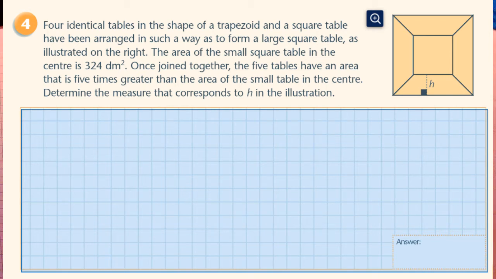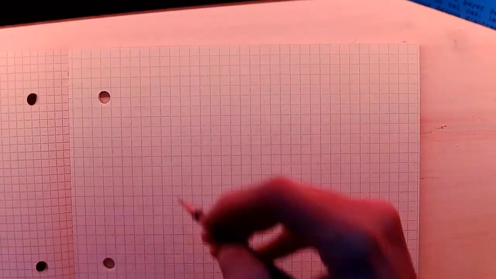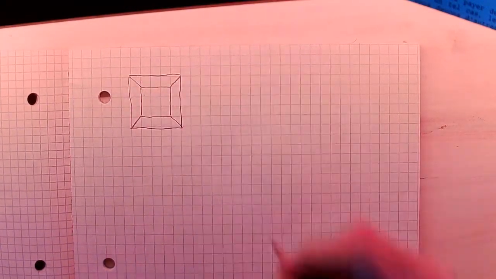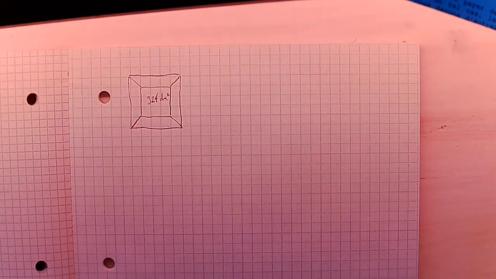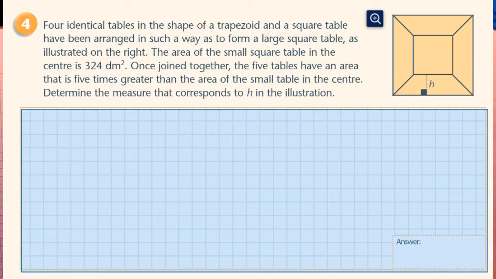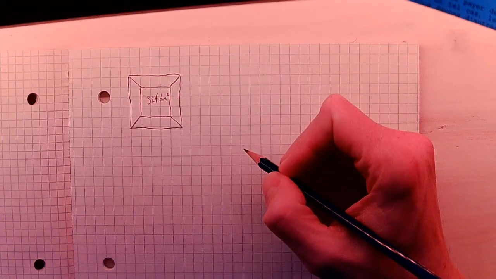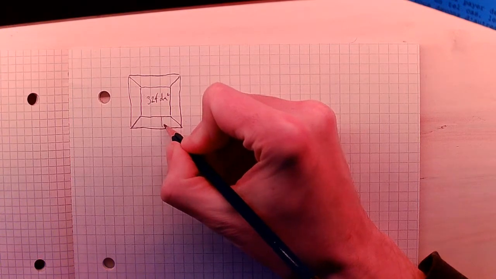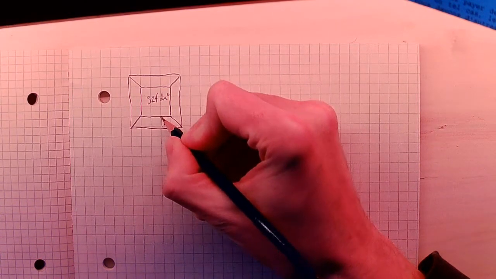Four identical tables in the shape of a trapezoid and a square table have been arranged in such a way as to form a large square table. Let's draw that. Once joined together, the five tables have an area that is 5 times greater than the area of the small table in the center. Determine the measure that corresponds to h, this dimension here.